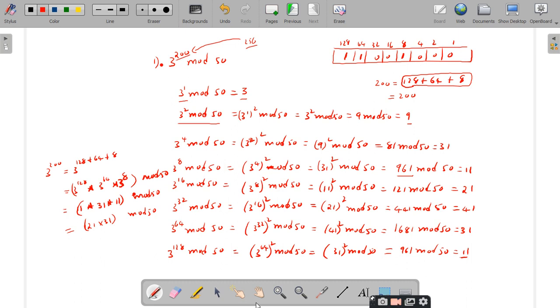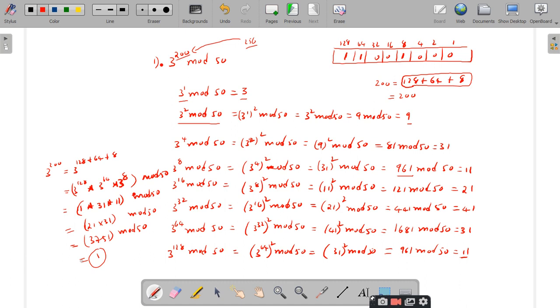What is 121 into 31? 3751. 3751 mod 50. So what is the value I got here? 1, sir. Only 1. Super. So this is how we need to calculate these exponentiation values. Clear?